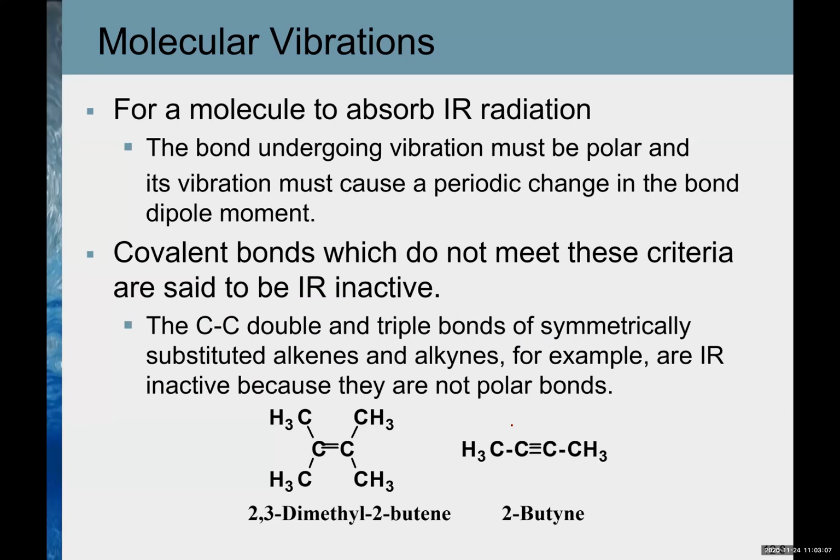Now in a molecule, we may have 7 or 8 or maybe more than 10 different kinds of bonds, but not all bonds will be able to absorb infrared radiation. For a molecule to absorb infrared radiation, it needs to meet certain criteria. The first criterion is that the bond must be polar.